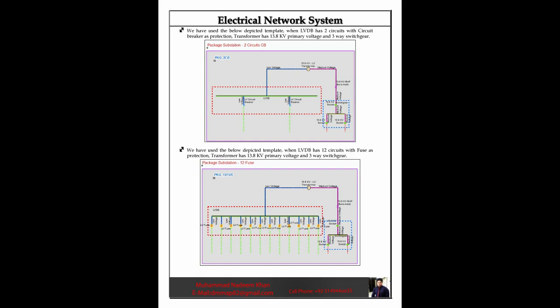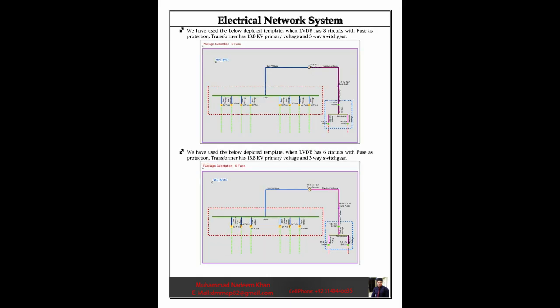We have used the below depicted template, when LVDB has 12 circuits with fuse as protection, transformer has 13.8 kV primary voltage and 3-way switchgear. We have used the below depicted template, when LVDB has 8 circuits with fuse as protection, transformer has 13.8 kV primary voltage and 3-way switchgear.